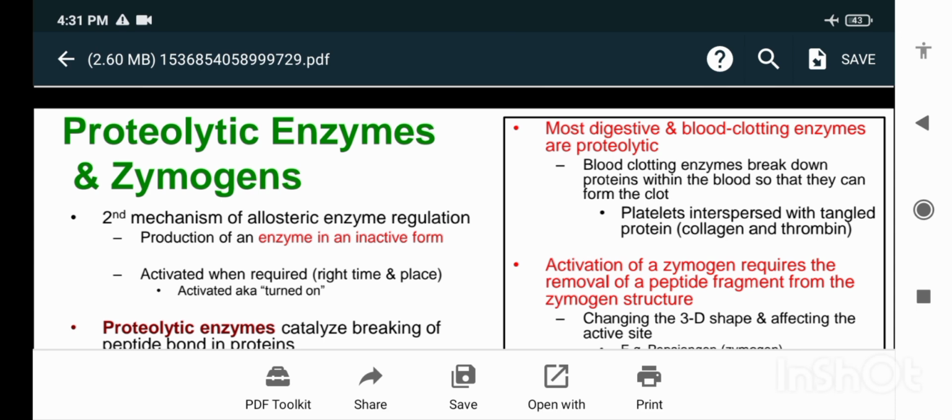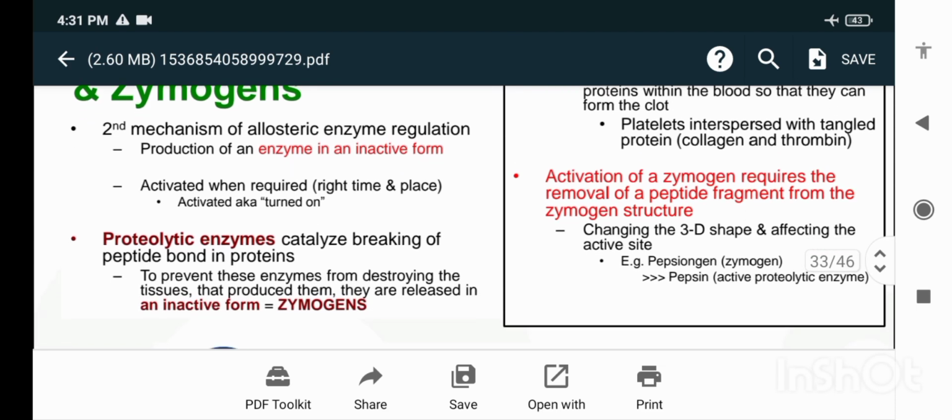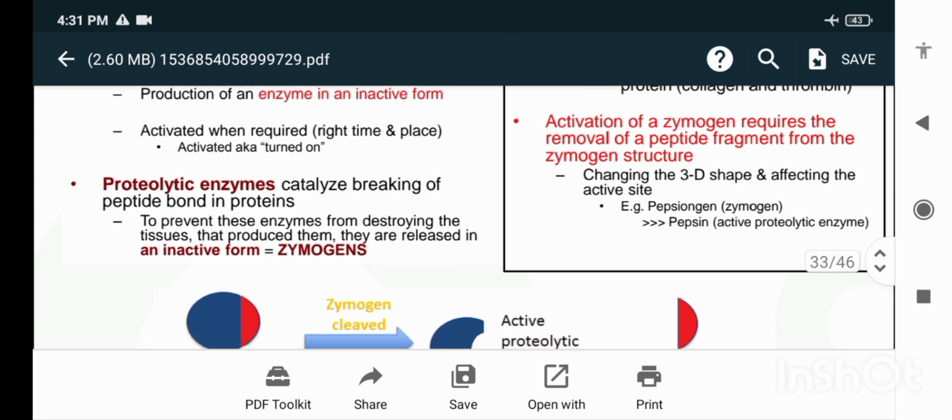Platelets interact with the protein collagen and thrombin. Activation of a zymogen requires the removal of a peptide fragment from the zymogen structure, changing the three-dimensional shape and affecting the active site. Example: pepsinogen.